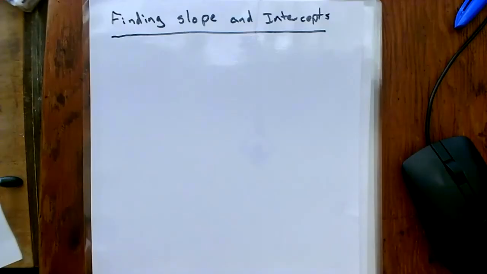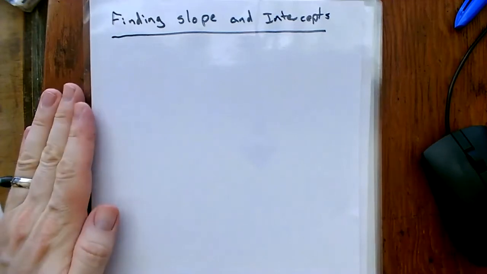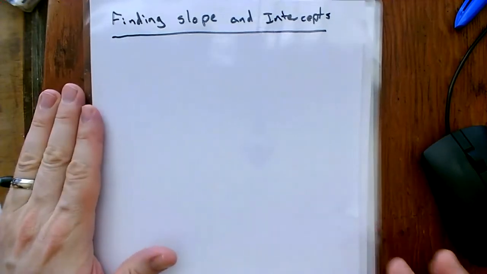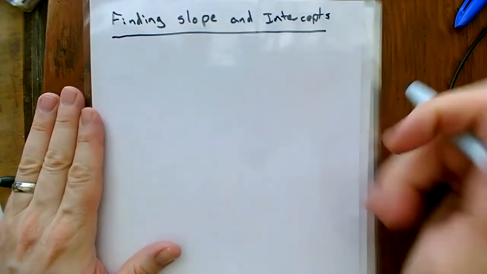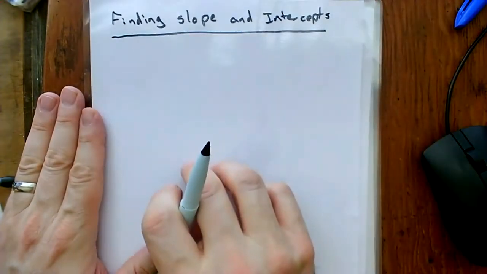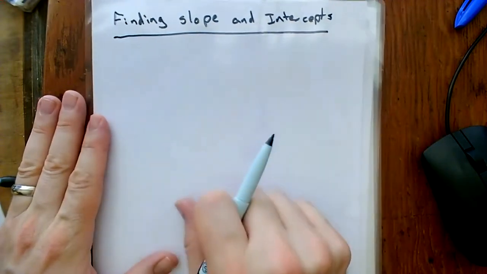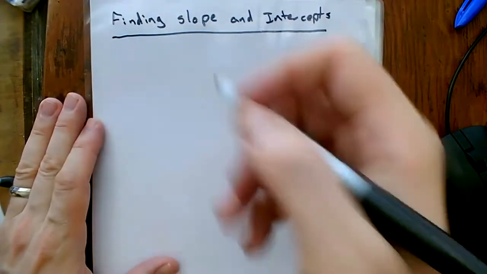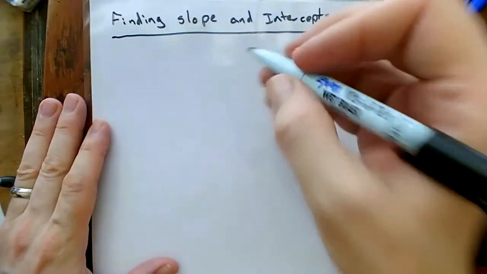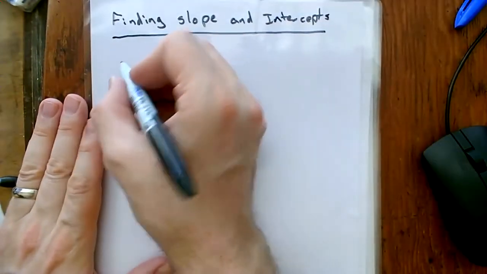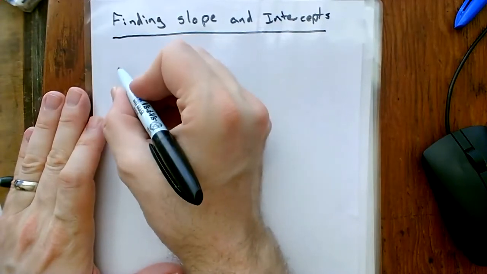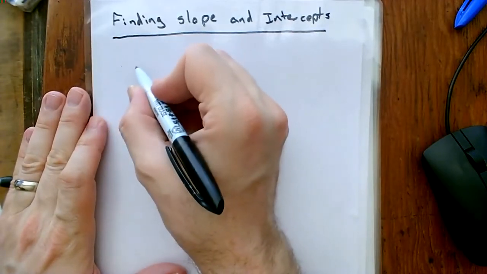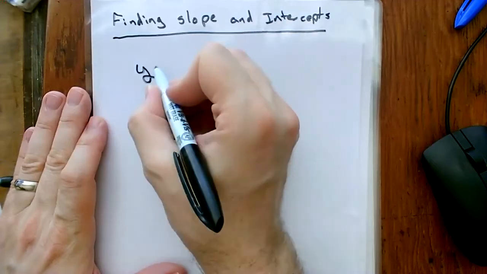All right. There's a couple things that are very, very useful to find when you've got the equation of a line. The two things that are going to be useful for us to find are the slope and the intercepts of the line. Now, there's a couple things that we can do. One of the first tools that I want us to learn is how to read an equation that looks like this.